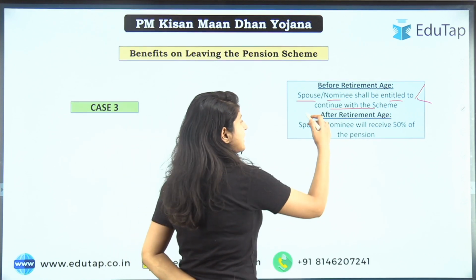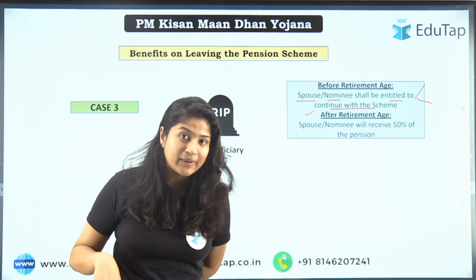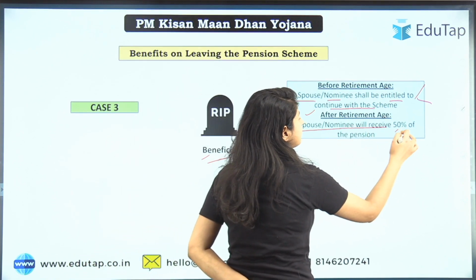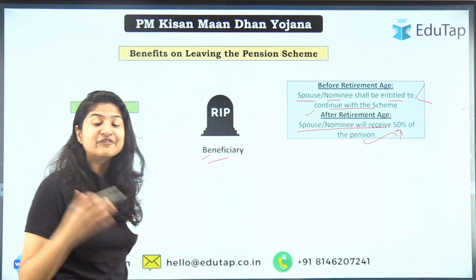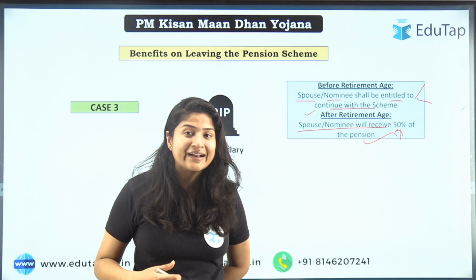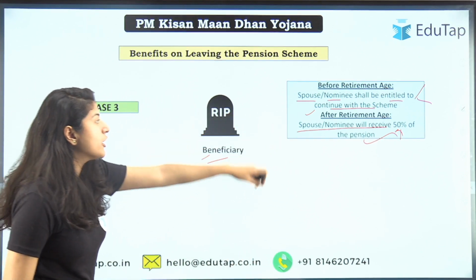Second is after retirement, if the beneficiary dies, and he was now getting 3,000 per month, but in between he dies, what would happen? The spouse or nominee will receive 50% of the pension. So what would be 50% of 3,000? That is 1,500. 1,500 will be given to the beneficiary, spouse or nominee.